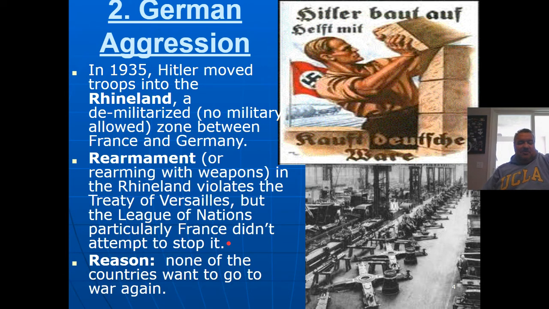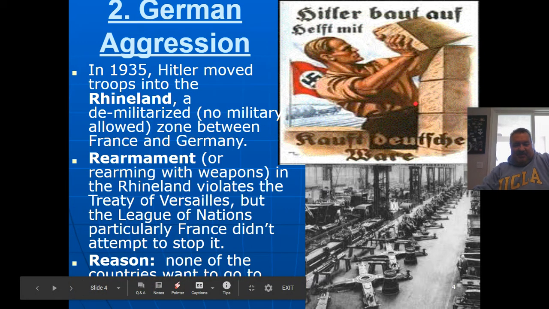None of the countries want to go to war again. But here's the problem. You're teaching Hitler that when he's aggressive, he can keep doing what he's doing. And this encourages him to be further aggressive.